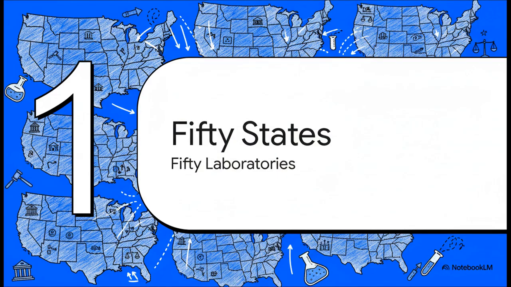So that brings us to our first big idea. 50 states, 50 laboratories. The concept is actually pretty simple. The U.S. system is set up to give states the power to be these unique laboratories of democracy, where they can try out their own laws and policies to see what sticks.